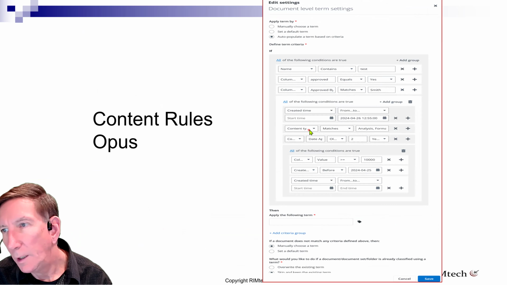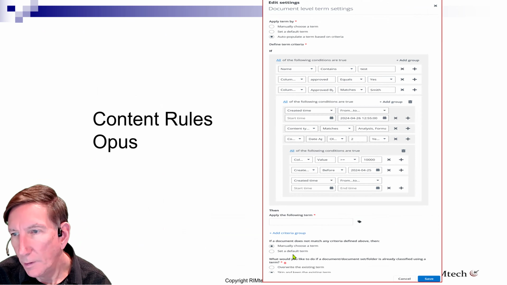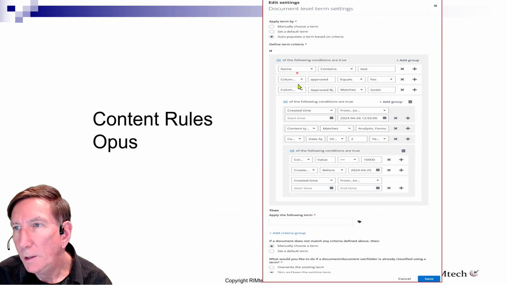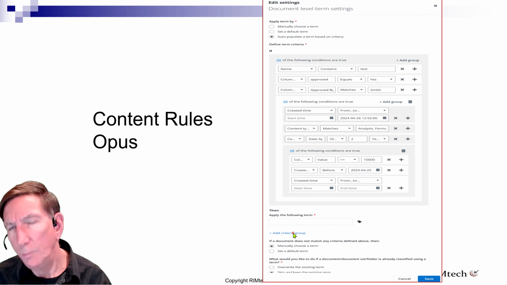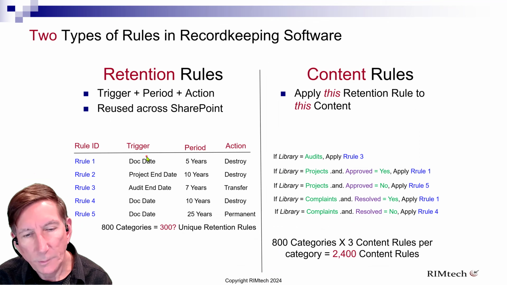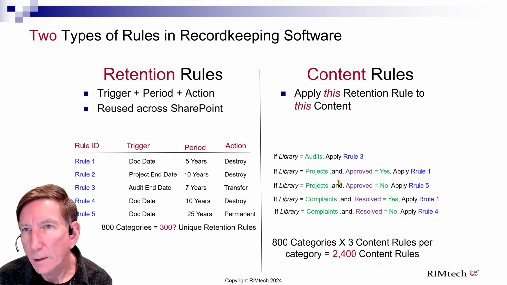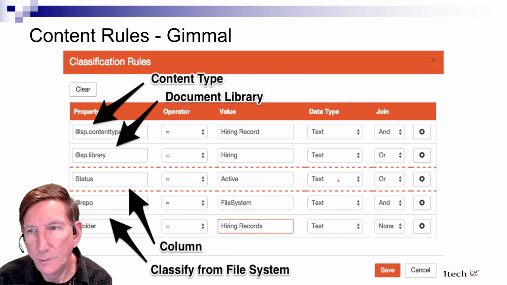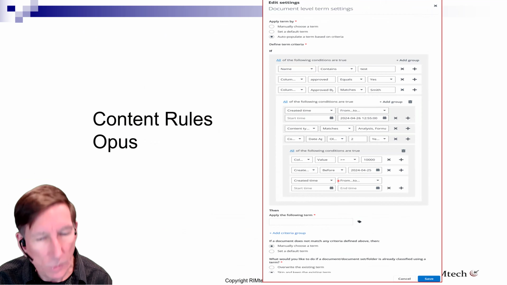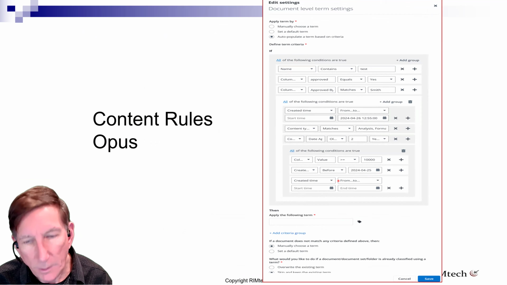And you can get more sophisticated. You can say it matches, you can say greater than, less than, multiple conditions. And then you apply down here where my cursor is right now: if it meets these conditions, then apply the following term. What the heck is a term? A term is the retention rule on the left. That's what Opus calls a term, okay? These rules here on the right, in Gimmel, they're called life cycles. In Opus, they're called rules. In Microsoft Purview, they're called auto apply policies.